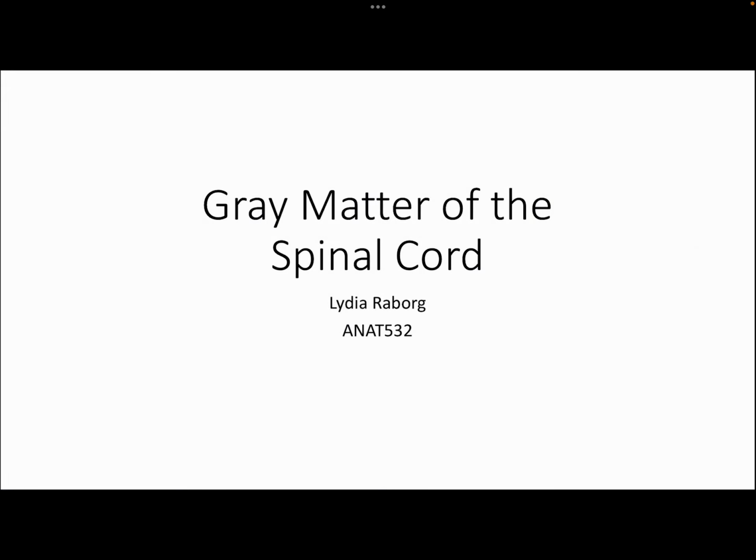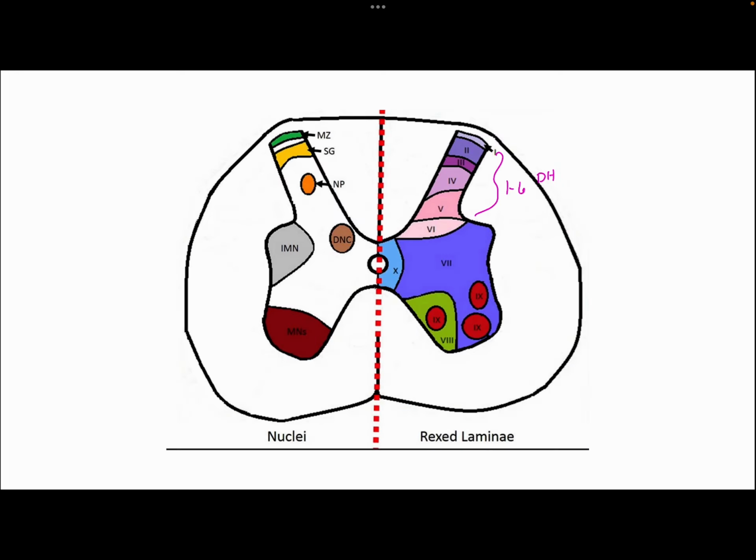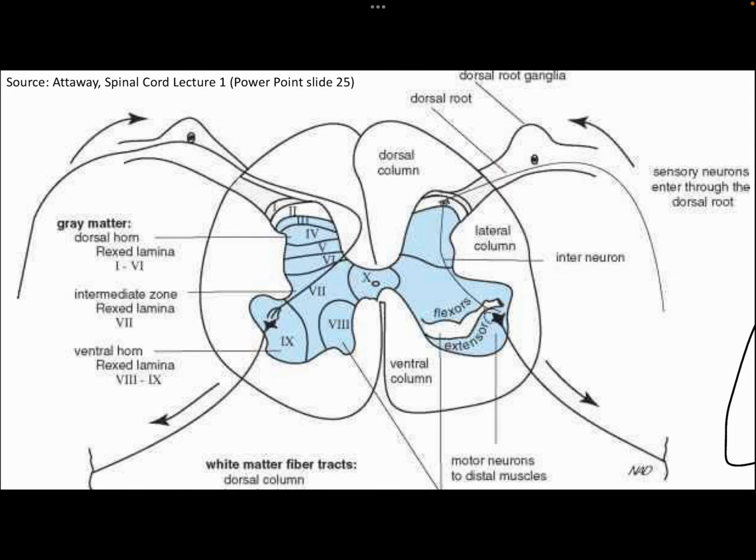I'm in Neuroanatomy 1, and today I'm going to be talking about the gray matter of the spinal cord. So, as a general overview, this image here shows a cross-section of a spinal cord. We can see the blue represented as the gray matter, and the columns around represented as the white matter, where all of the axons are.